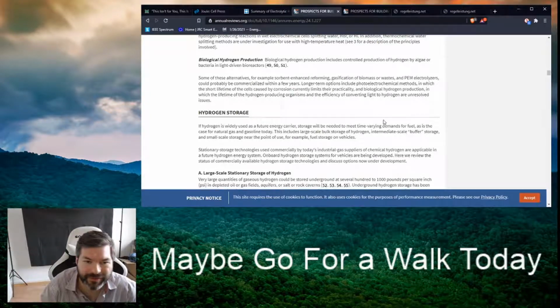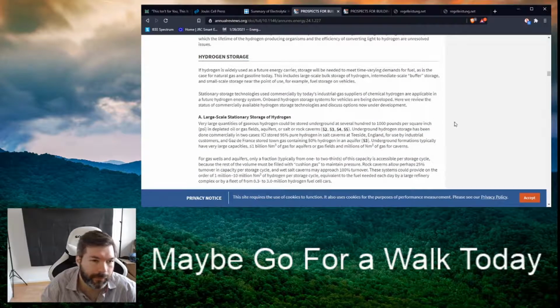This is correct. PEM electrolyzers are now on the market at scale. I don't know how readily accessible they are, but they definitely exist.